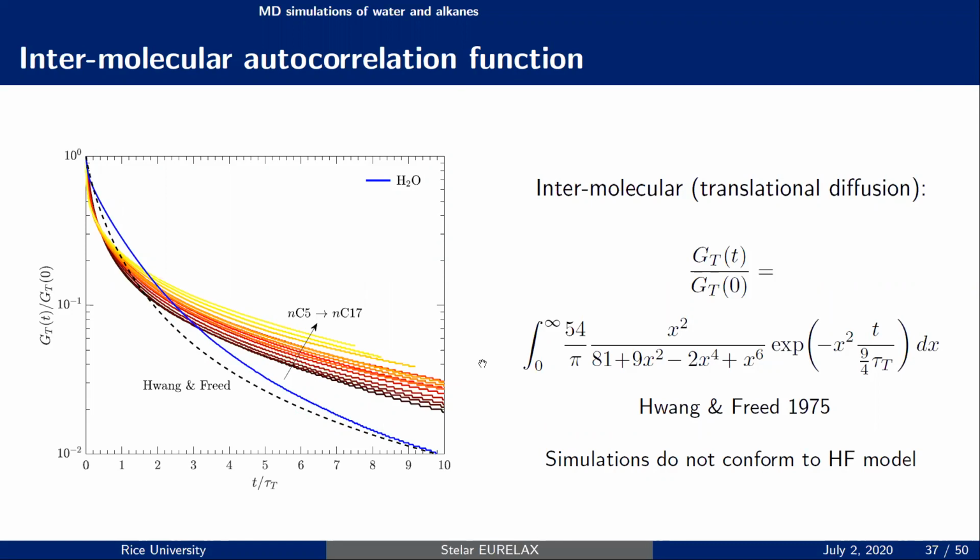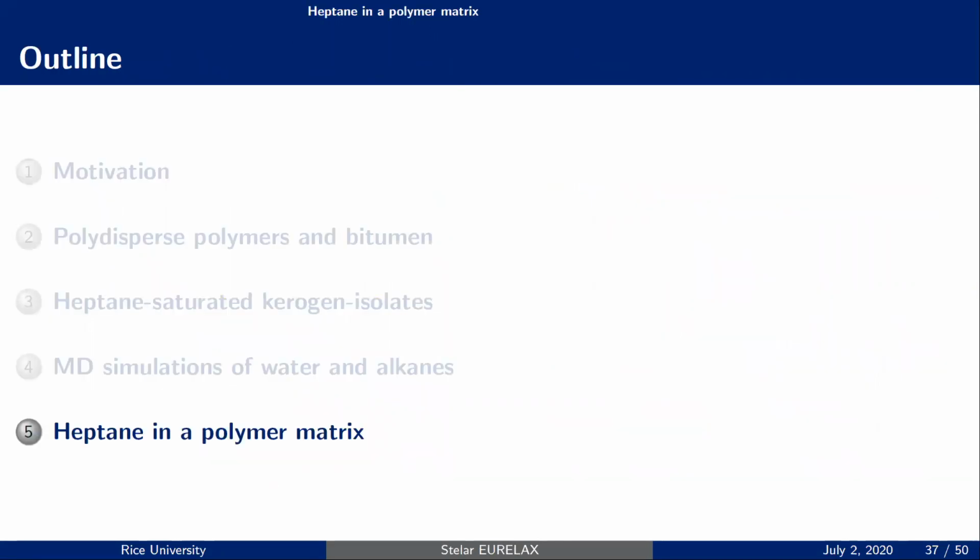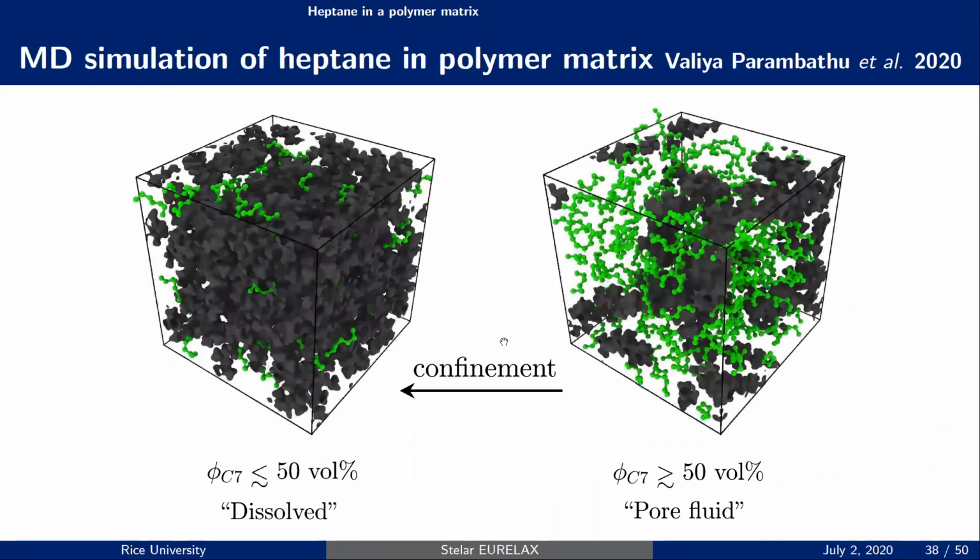Okay. Now, having developed these ideas for the bulk alkanes, we said we'll take a look at heptane in polymer matrices. In the next slide, we'll show the system. This is work done by a graduate student, Arjun Parambattu. This paper was published recently. As Philip mentioned in the first part of the talk, we are considering mixtures of alkanes, heptane here, which is green in this pictorial, and the polymer matrix, which is shown in gray. We can change the relative proportion of the polymer and the heptane and make it consistent with the experiments that are being conducted in the laboratory.